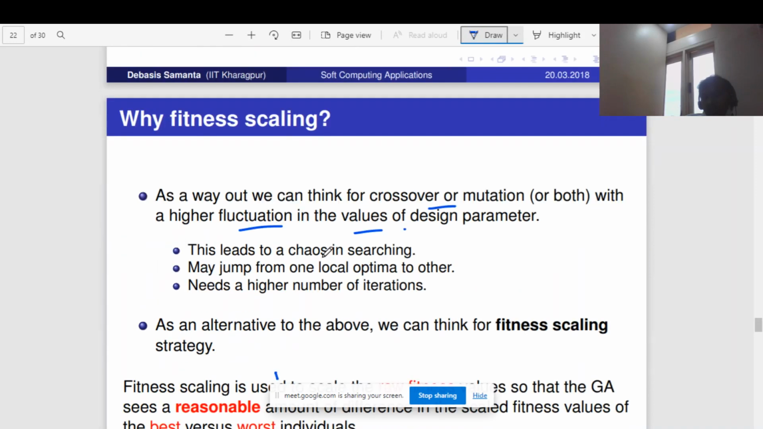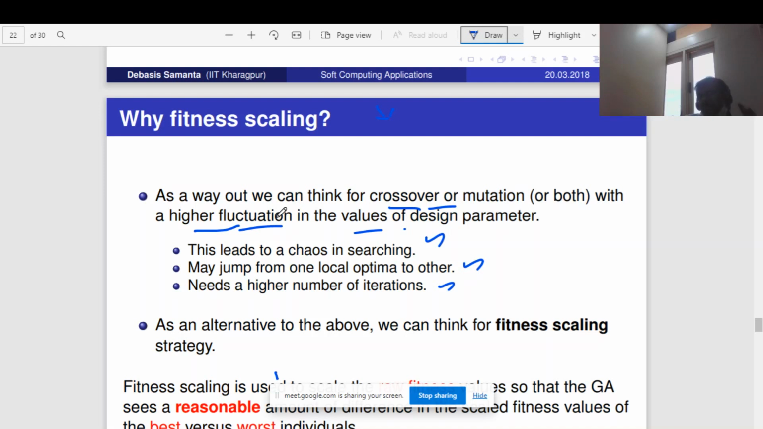That's what is explained here, but that will not help us. This will lead to chaos and confusion in searching. It may jump from one local optimum to another. It needs a higher number of iterations. These are the drawbacks, so that way it won't work. This is like what I said previously: if Microsoft wants to identify the best individual, it uses this first method. As a way out, we can think of crossover or mutation with a higher fluctuation. Higher fluctuation means increasing the range.